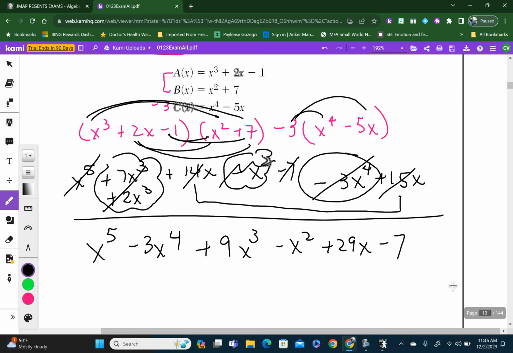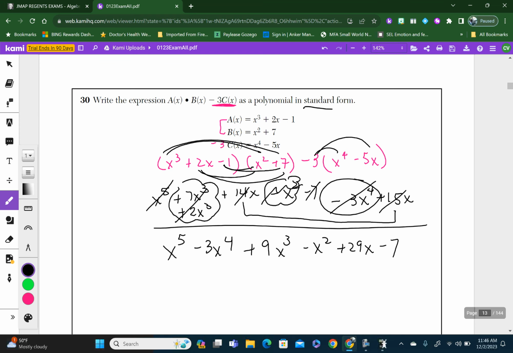So now it says put it in standard form. That's why I decrease the exponents 5, 4, 3, 2, 1, and nothing. Okay, so this is my answer right here.